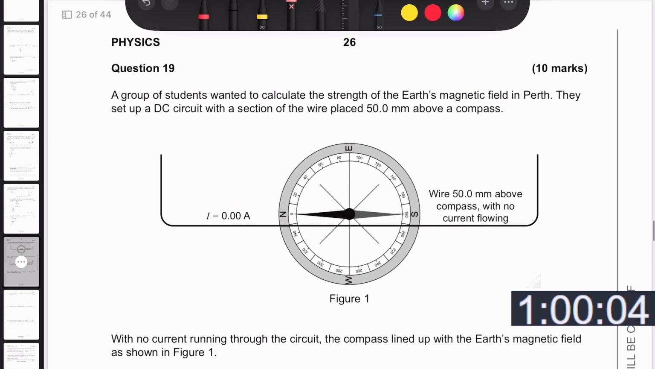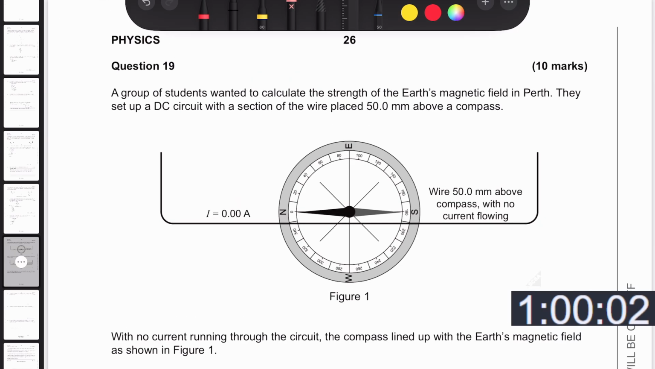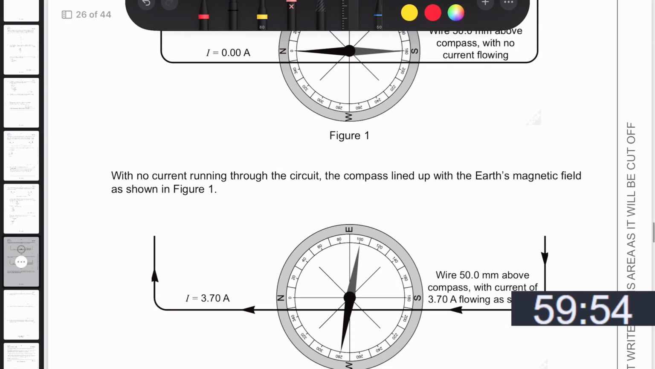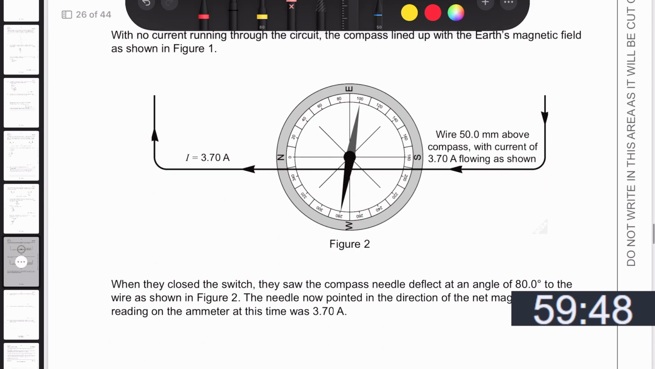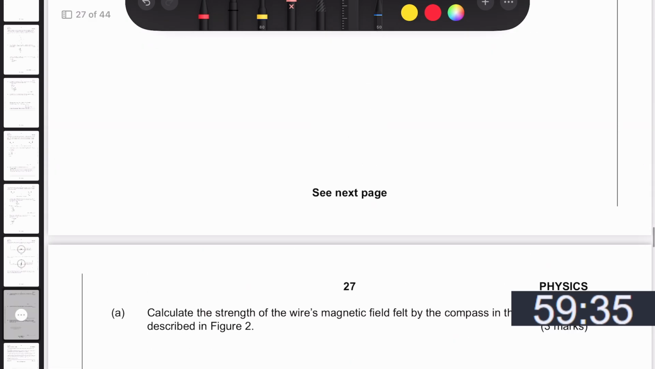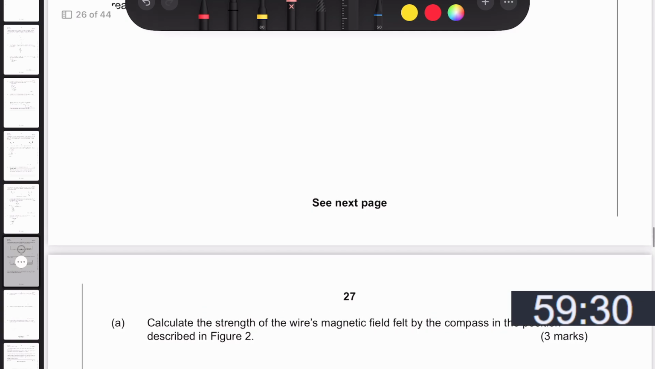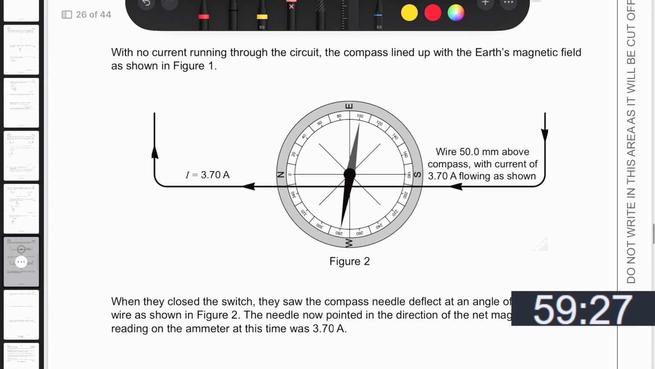Okay, there we go. Question 19. A group of students wanted to calculate the strength of the Earth's magnetic field in Perth. They set up a DC circuit with a section of wire placed 50 millimeters above a compass, no current flowing, lined up with the Earth's magnetic field as shown in figure 1. When they closed the switch, they saw the needle deflect an angle of 80 degrees to the wire as shown in figure 2. It was pointed in the direction of the net magnetic field. The reading on the ammeter at this time was 3.8. Calculate the strength of the wire's magnetic field felt by the compass in this position, described in figure 2.